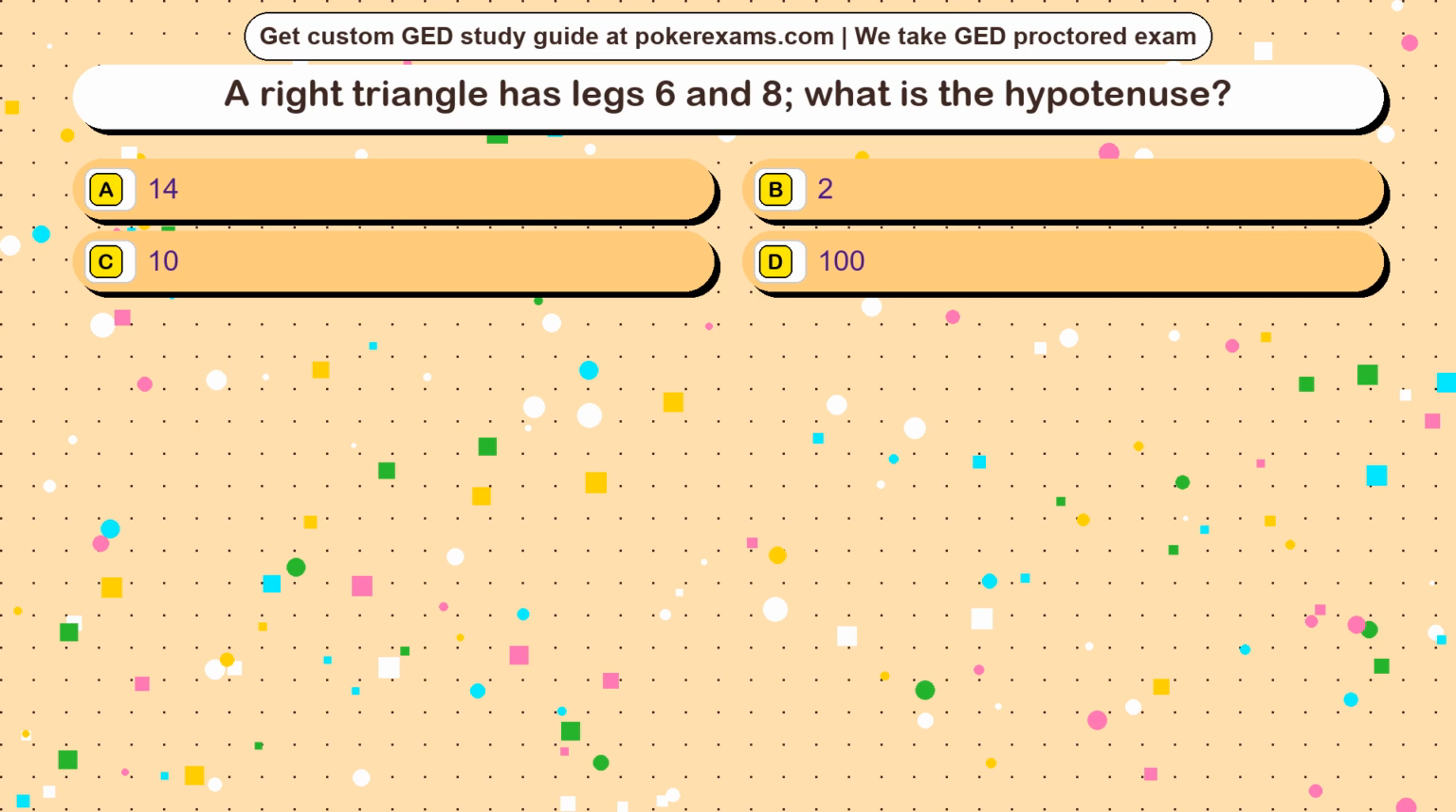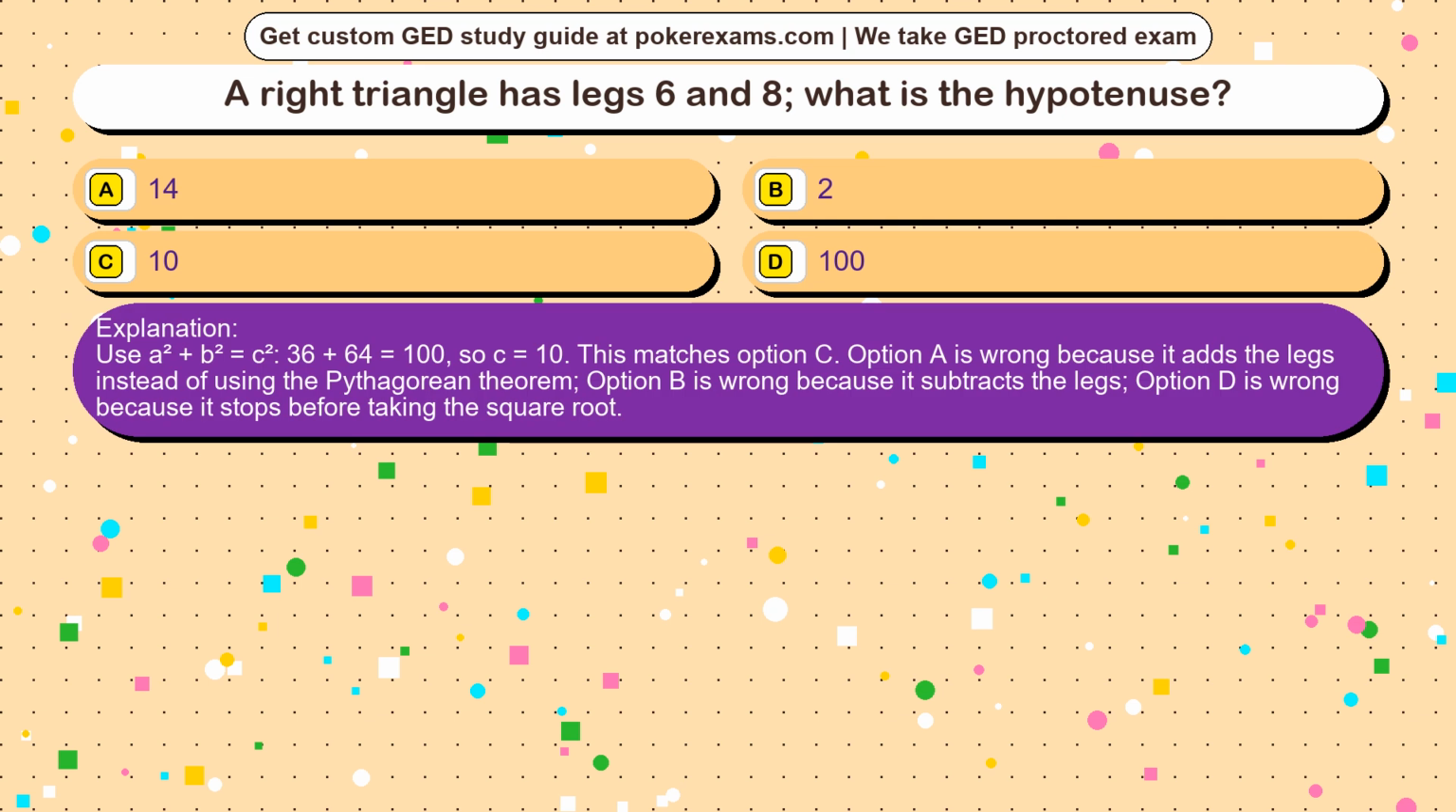The correct answer is option C. Use a squared plus b squared equals c squared: 36 plus 64 equals 100, so c equals 10. This matches option C. Option A is wrong because it adds the legs instead of using the Pythagorean theorem. Option B is wrong because it subtracts the legs. Option D is wrong because it stops before taking the square root.